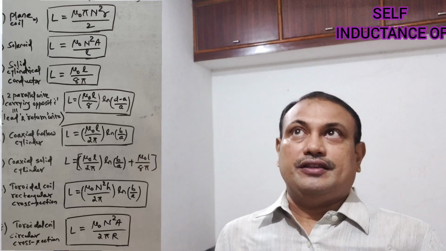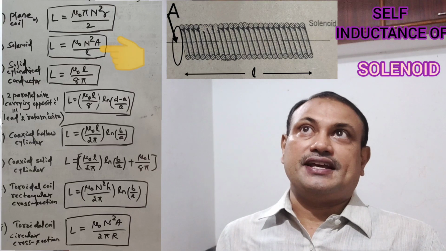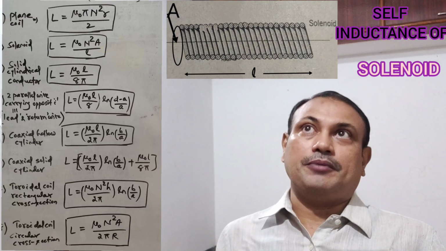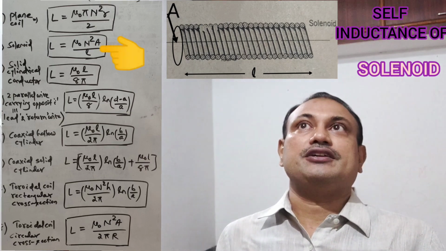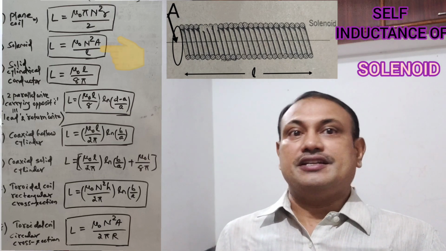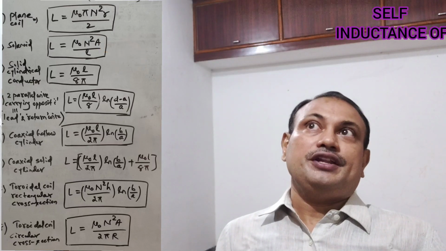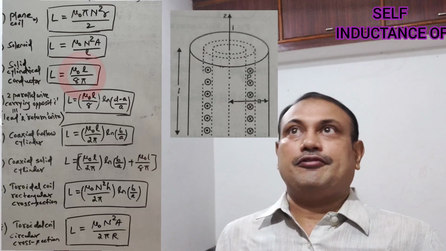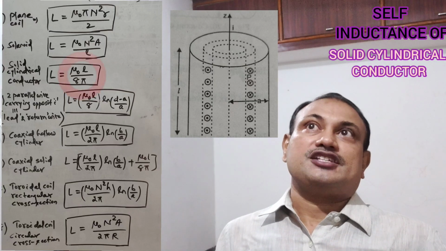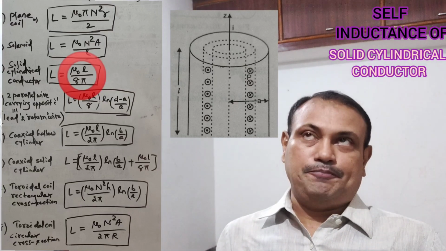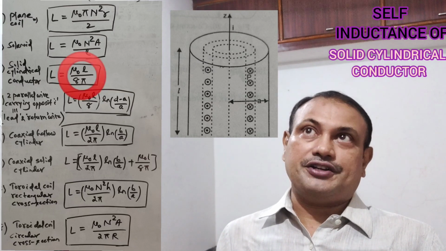In the same way, the self-inductance of a solenoid, as we have seen, is mu 0 times n square capital A upon l, where capital A is the cross-sectional area of the solenoid, n is the number of turns, and small l is the length of the solenoid. For a solid cylindrical conductor, the self-inductance L will be equal to mu 0 times small l upon 8 pi, where small l is the length of the solid cylindrical conductor.